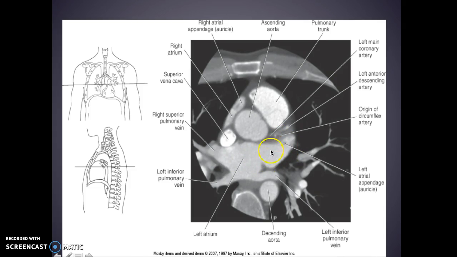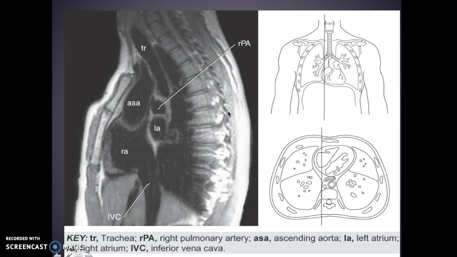So here is your left atrium and your left inferior pulmonary vein and your left inferior, wait, this would be your right inferior, this is your left, that's mismarked, sorry. And then your right superior pulmonary vein, superior vena cava, and your right atrium.